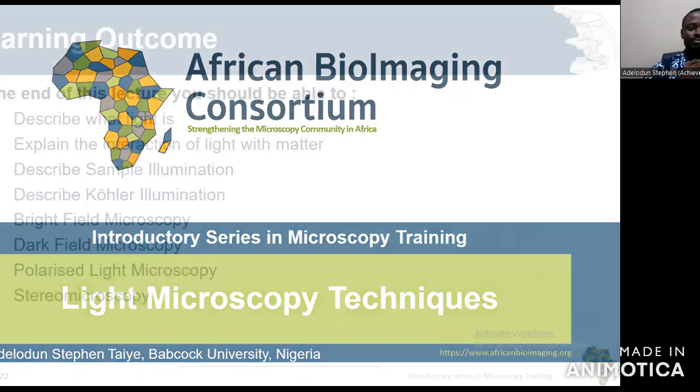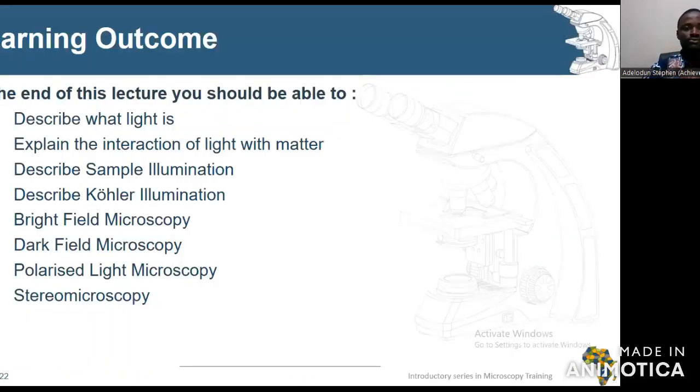So these are the learning goals for the lecture. At the end of the day, we should be able to describe what light is and also explain the interaction of light with matter, like I said. Then we are going to describe what sample illumination is, in which polar illumination is one of them. Then we'll consider the bright field, the dark field, the polarized, and the stereomicroscopy. So these are all that we are going to be going through today.